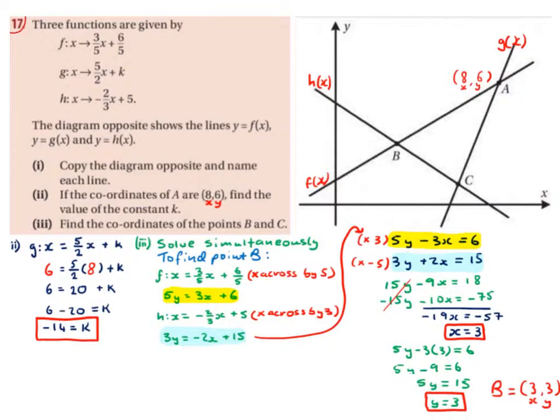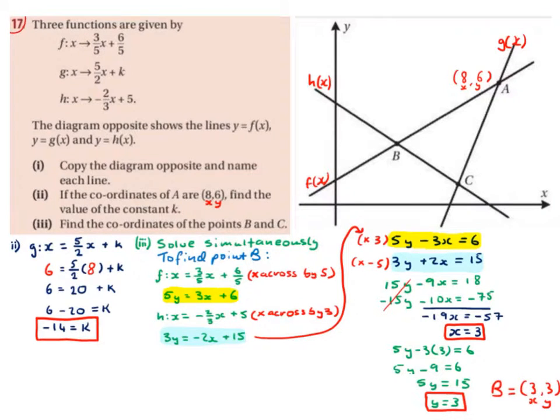Well, we can start off with h of x because we have a negative slope, minus 2 over 3x, and the only line that's going downwards that has a negative slope is this line here. So this must be h of x. Then f of x is equal to 3 over 5x plus 6 over 5, so we have a positive slope. And g of x, we have 5 over 2x plus k, so both of these are positive slopes. And our other two remaining lines are uphill.